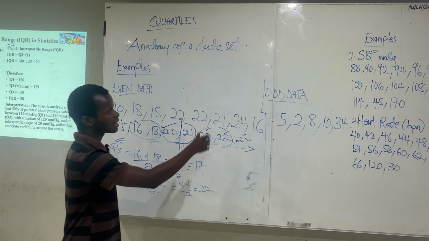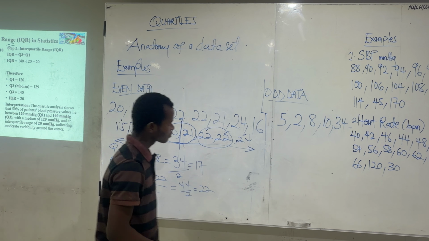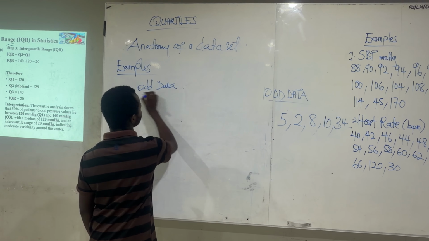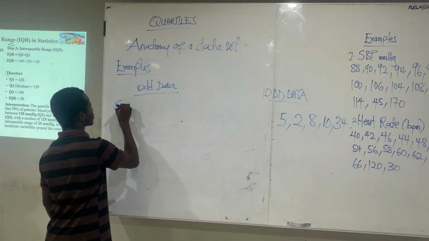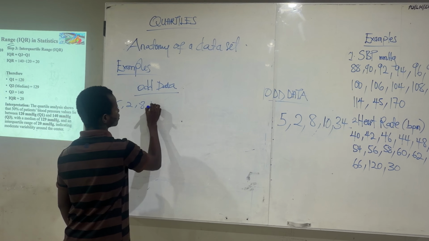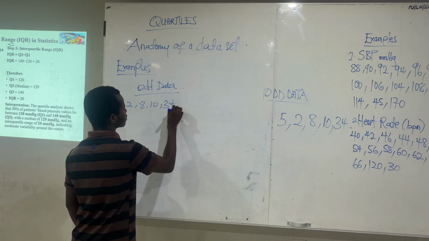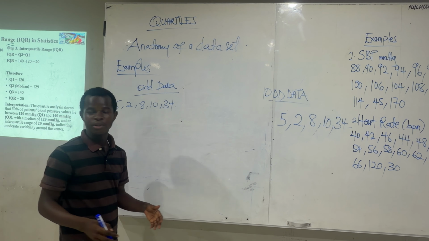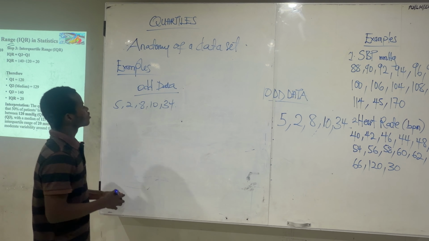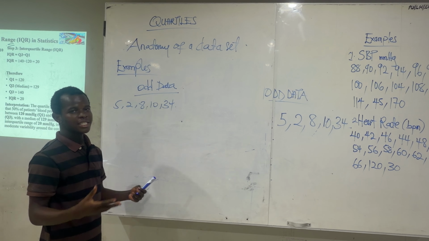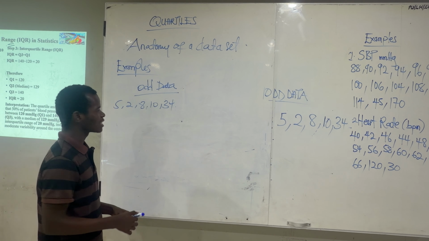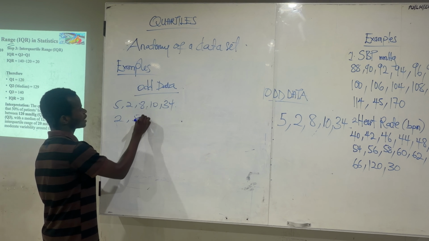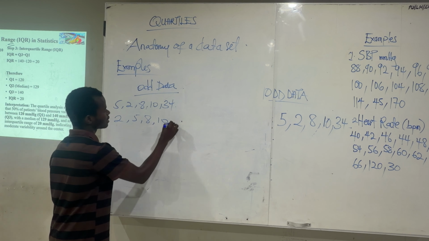All right, let's move to the odd data. So the odd data too, the first principle still remains. When you get the data, you arrange it in either ascending or descending order. So let's arrange our data. 2, 5, 8, 10, then 34.